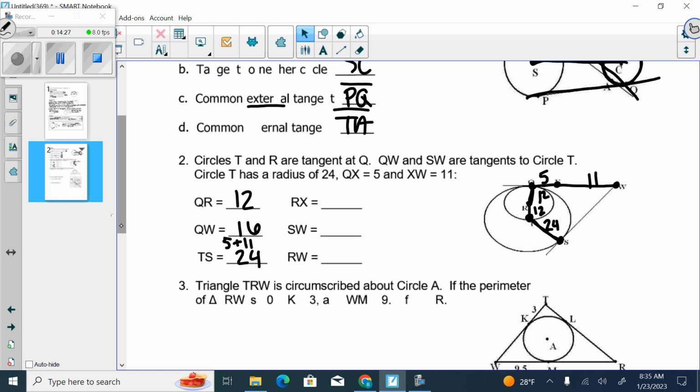So RX goes from the center of circle R to this line here. Okay, so what we do know right now is that from Q to R is 12, from Q to X is 5, I'm looking for R to X. Well, what is that we just drew right here? A triangle. What kind of a triangle? A right triangle, because a radius and a tangent form a 90-degree angle, right?